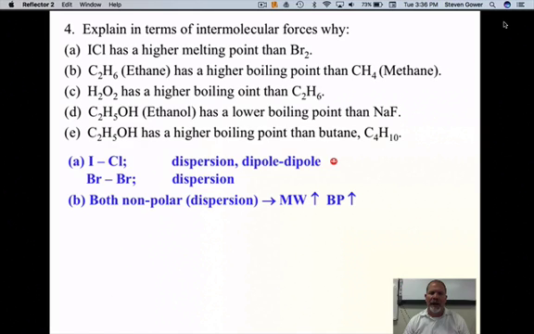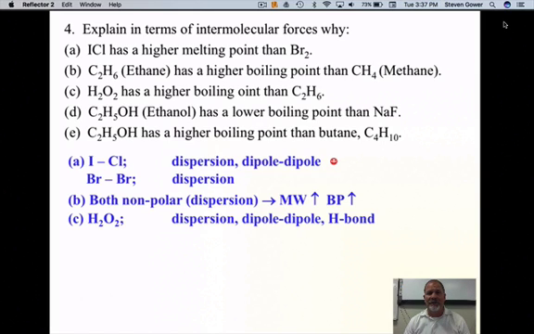Letter C. I have H2O2, which is hydrogen peroxide, and it has a higher boiling point than my C2H6. When I look at C2H6, I realize that's a hydrocarbon. All hydrocarbons are nonpolar, held together by dispersion only. And then I look at my H2O2 and I realize hydrogen does come in contact with oxygen within, therefore it's going to be present between. With that, I get up to a hydrogen bond. So I've actually filled the bucket all the way.